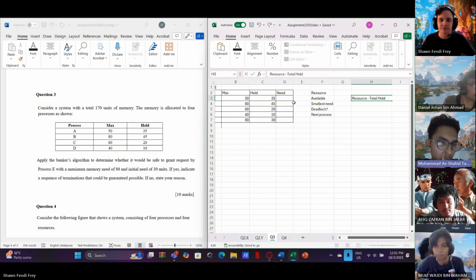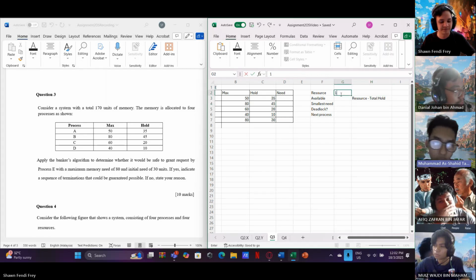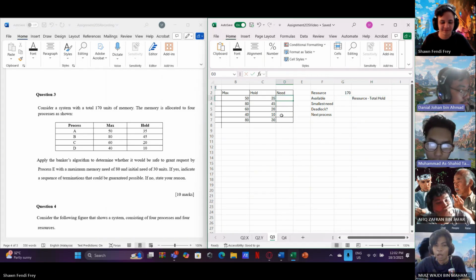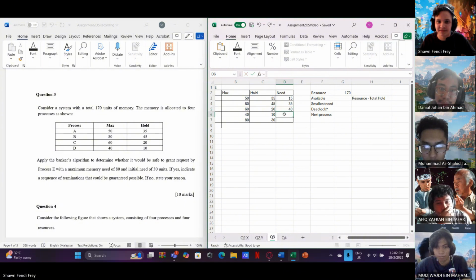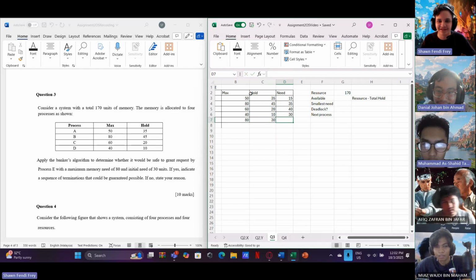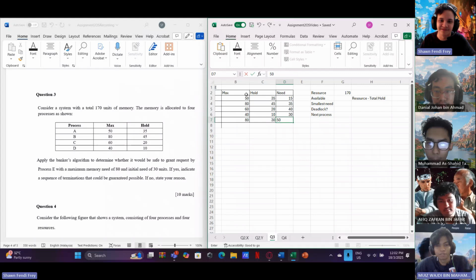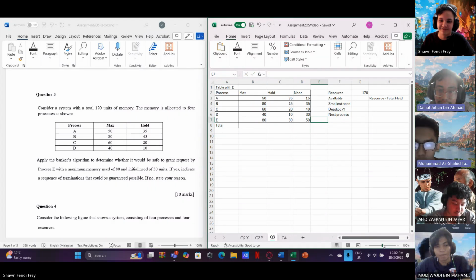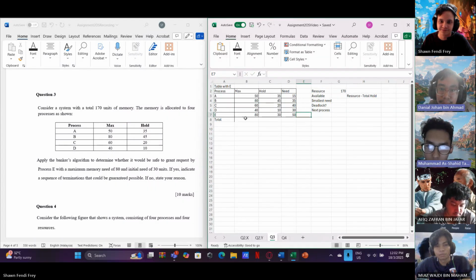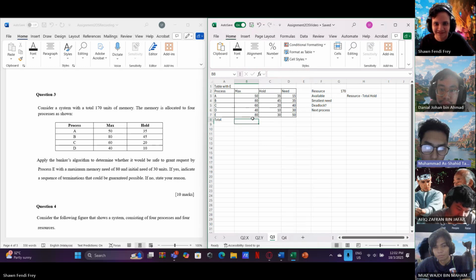The resource is 170 since there's a total of 170 units of memory. To get need, we need the total first. In order to find available, the calculation will be resource subtract with total hold.